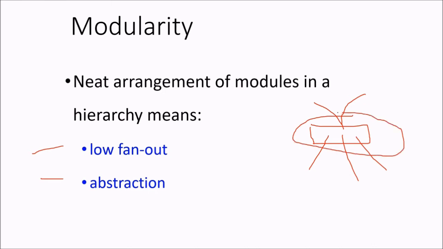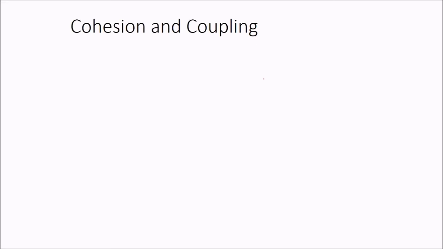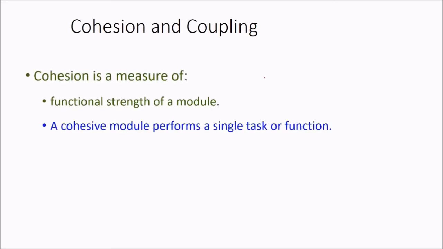But what about cohesion and coupling? Let me revisit it. Cohesion is a measure of the functional strength of a module. What the module is supposed to perform, and how it is performing, and how well it is performing, is cohesion.